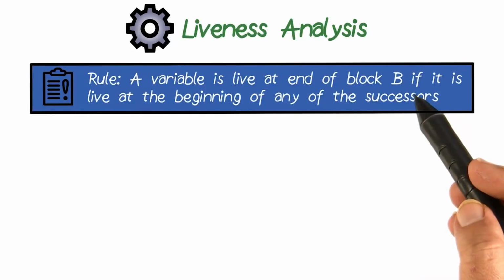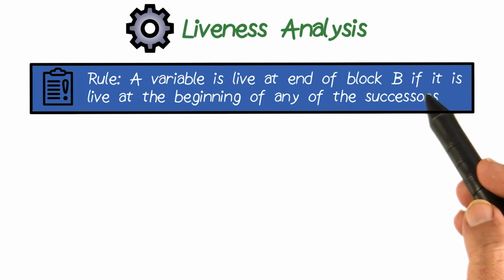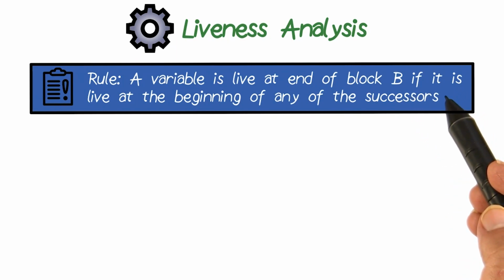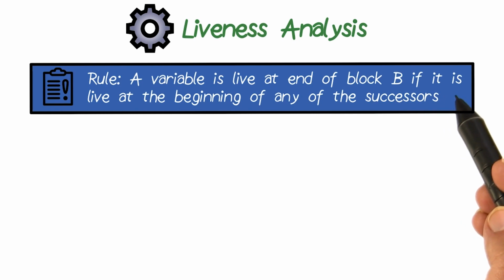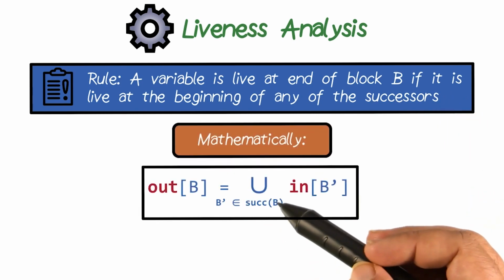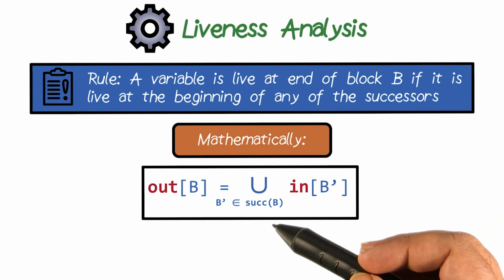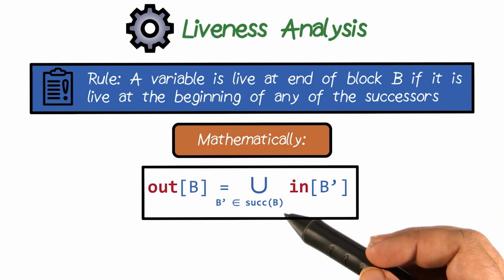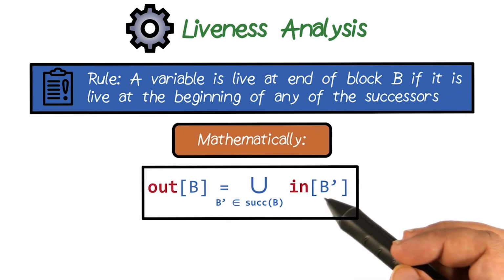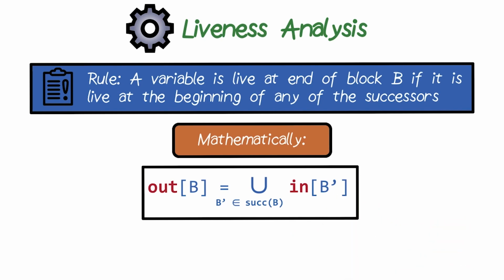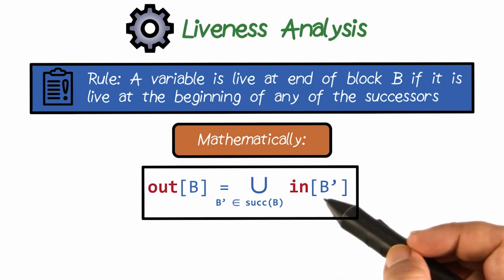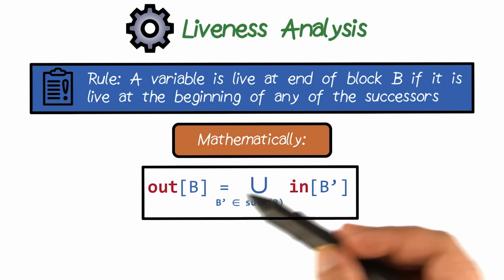So here is the big rule that we saw that is embedded in those illustrations in the backward slide. A variable is live at the end of a basic block B if it is live at the beginning of any of the successors of B. So mathematically speaking, out of B is equal to union of in of B', where B' is a successor of B.